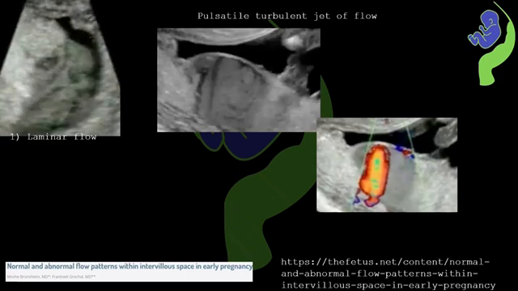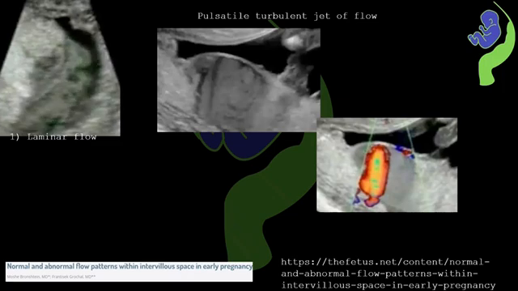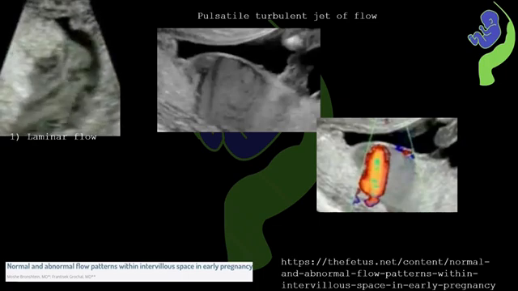On Doppler, we can see the pulsatile flow, strong pulsatile jets entering the intervillous space, and in such cases we have to look for the pathology leading to this turbulent flow.